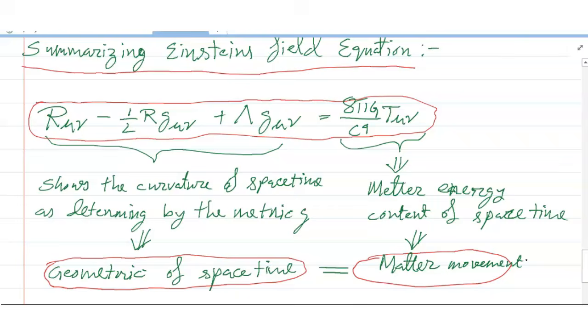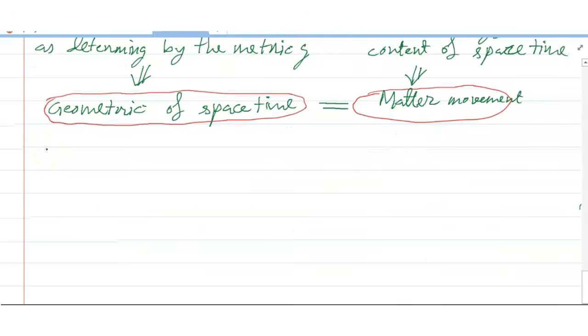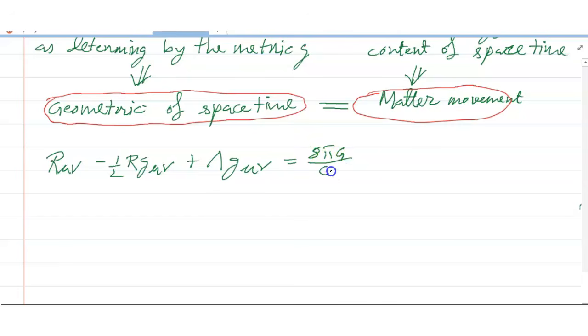It is matter movement. Alternative way of writing the equations: R mu nu minus half R g mu nu plus lambda g mu nu equals 8 pi G divided by c to the power 4 T mu nu, and where G mu nu is equal to R mu nu minus half R g mu nu.